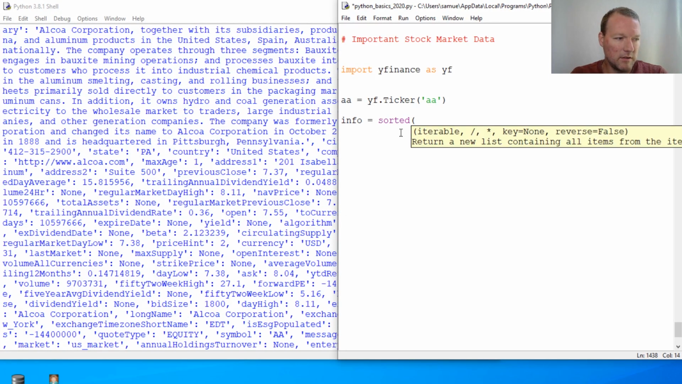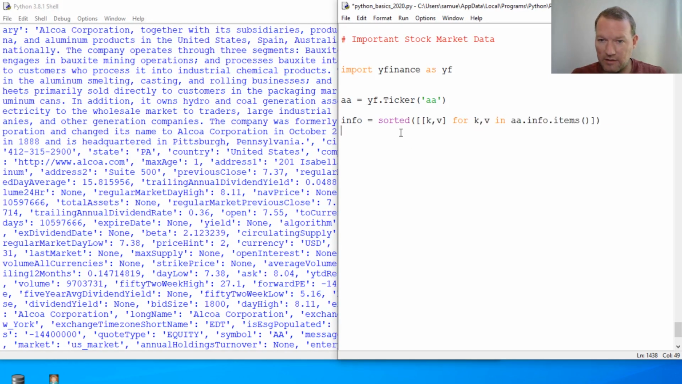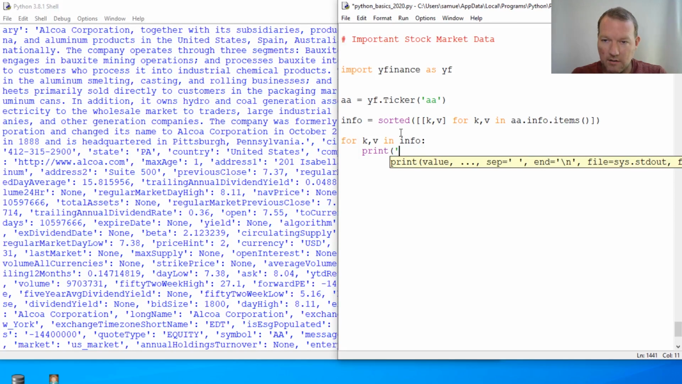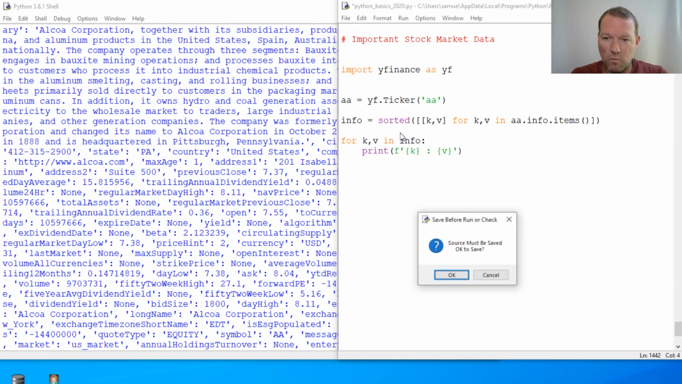We know how to do this. And we're going to make a list comprehension here, right? So key and value, and close that out. For key and value in our aa.info.items. And then we close this out, close out that sort, and then for key value in info. Now I'm going to use my f-string, which if you haven't seen print, guess what? We got a video for that. Key, value, then close that out.